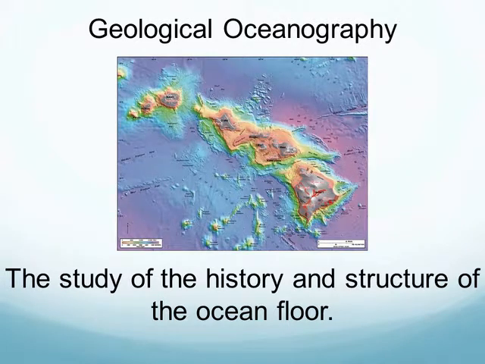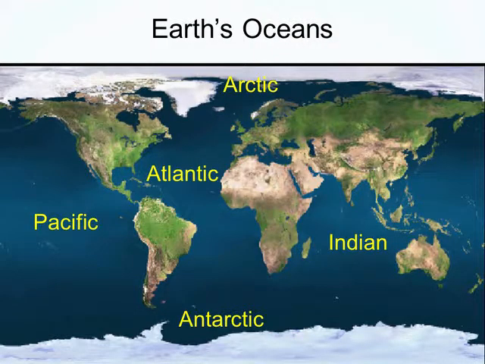So we won't be spending too much time on biological oceanography, but in geology we'll be looking at structures on the seafloor. And for instance, how did the Hawaiian Islands come to be? So we will be looking at all of that. Now, if we zoom out and look at an overview of the globe, you can see the 5 ocean basins that we will be looking at.